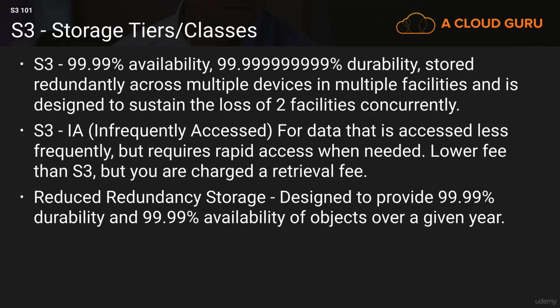And then you have reduced redundancy storage, or RRS, and this is designed to provide the same availability, but the actual durability drops. So it's only 99.99%. But it is a lot cheaper than using standard S3. So what would your use case for using something like this be? Well, maybe it's data that you can generate again.